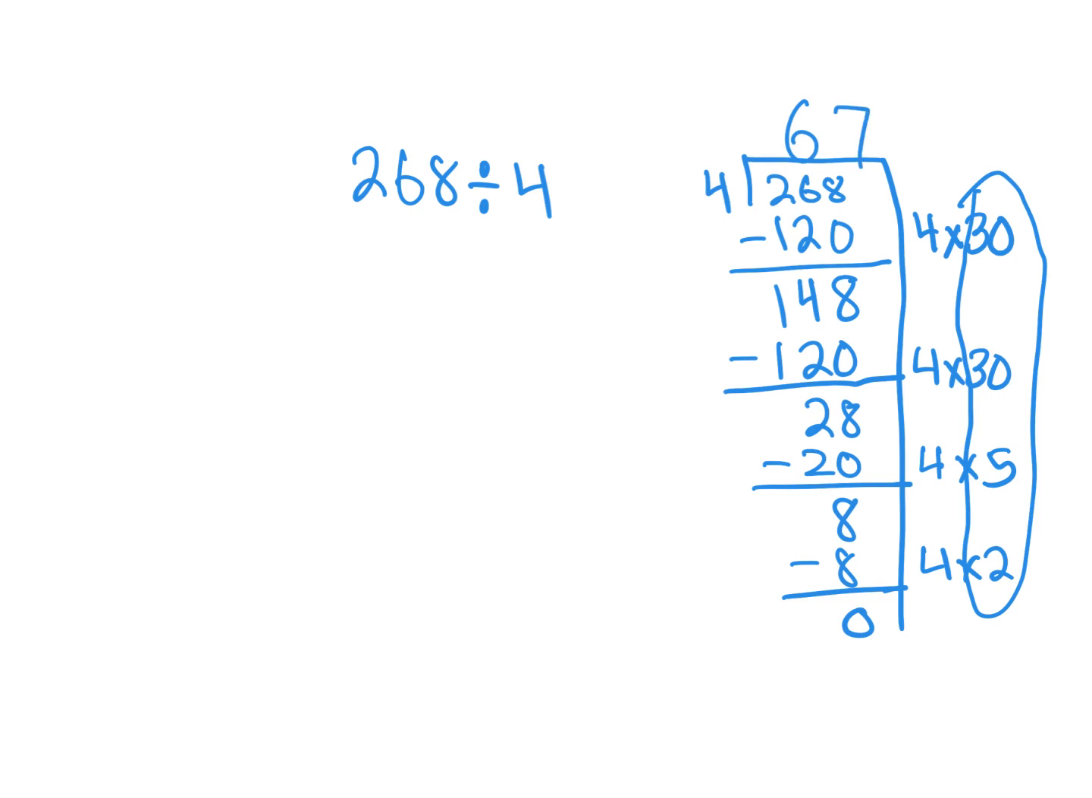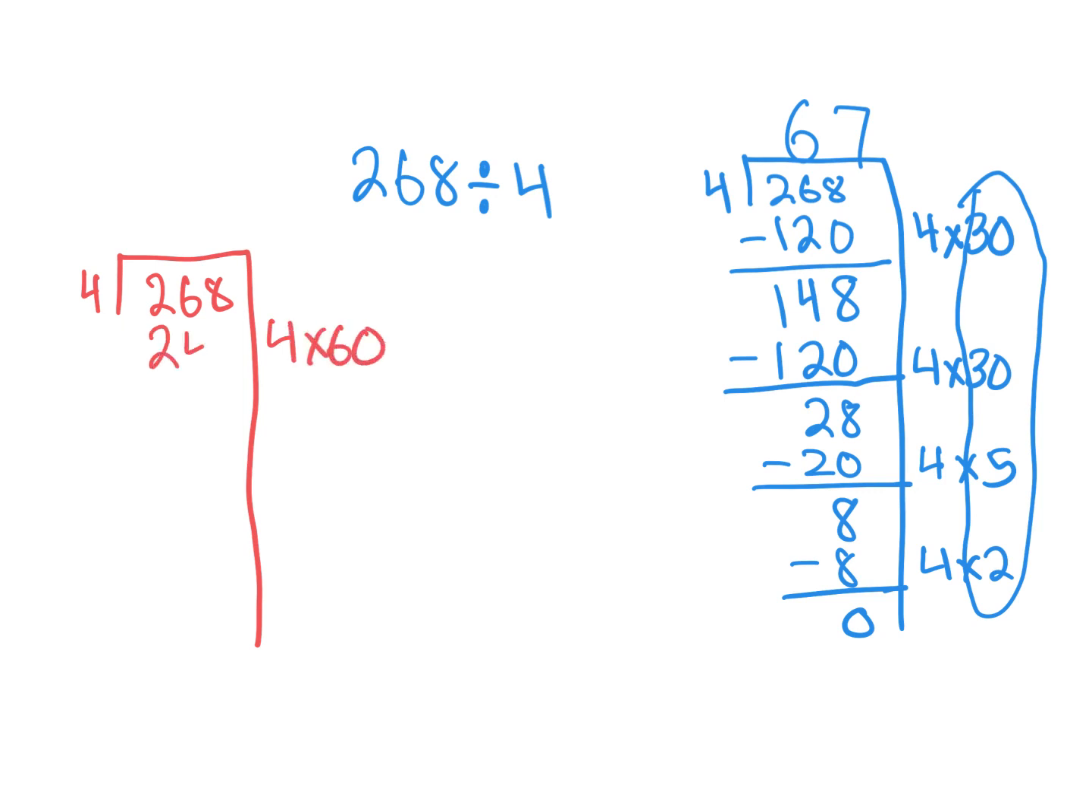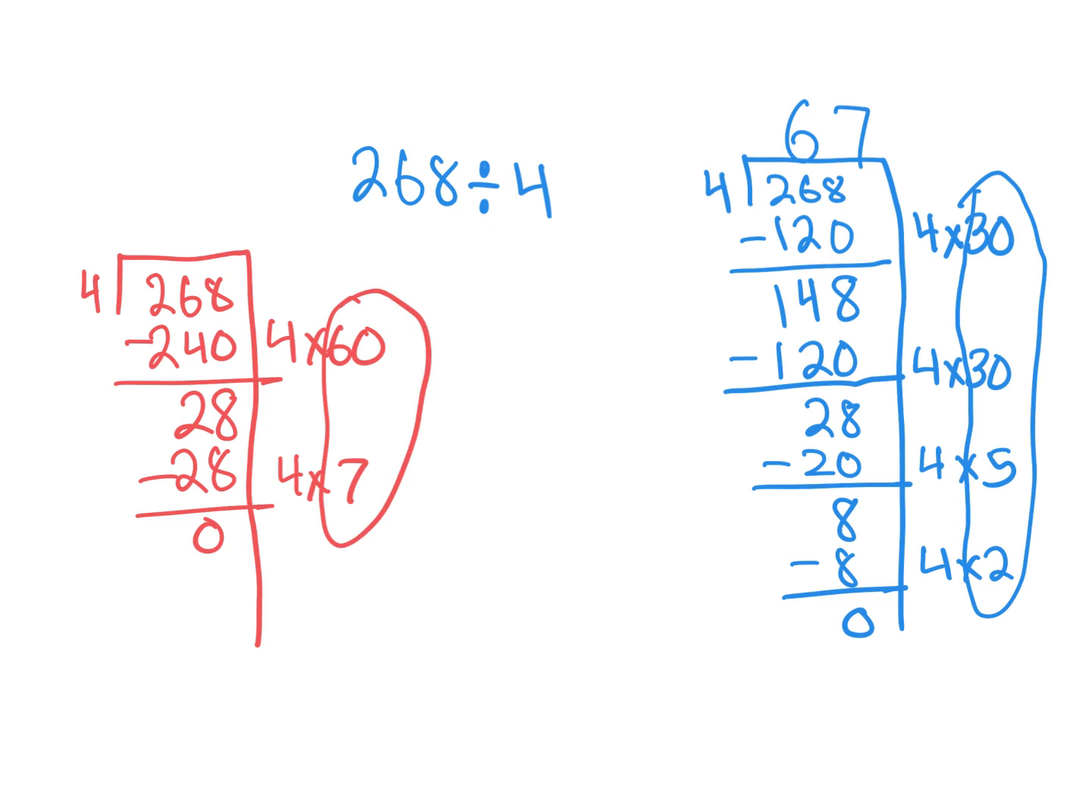Now, just for fun, because we're looking for flexibility, you could make this more efficient. I could pick a 4 fact that's much closer to 268. I could pick 4 times 60. That is 240 right off the bat, and I'm down to 28. And then I can pick a 4 fact that I know equals 28, which is 4 times 7. And I have 0 left over, 0 remainder. So my answer is still 67. As you can see, this one took 2 equations. This one took 4 equations.